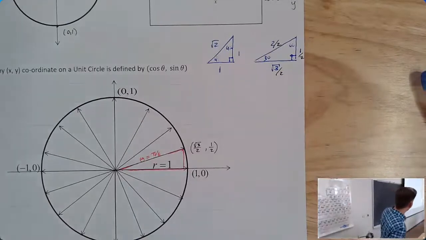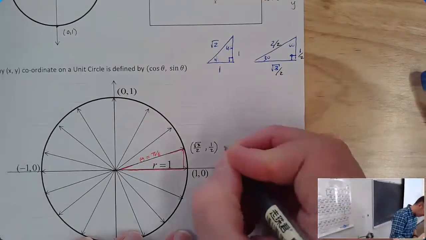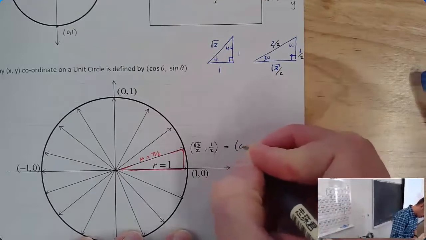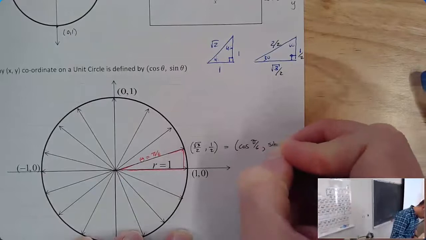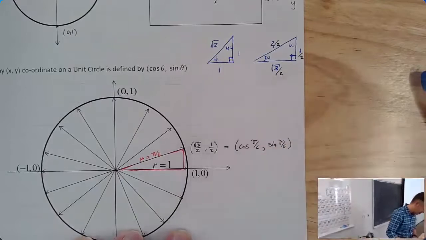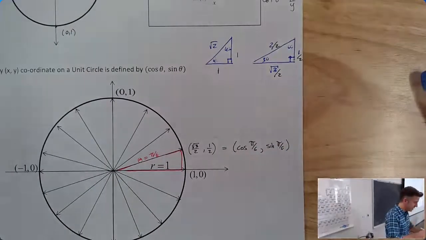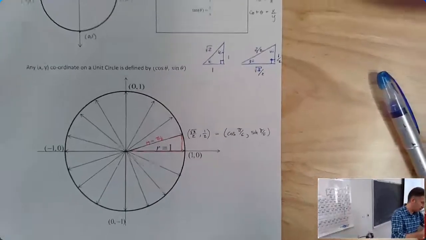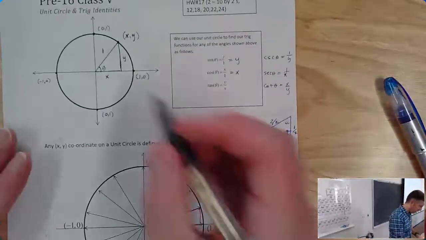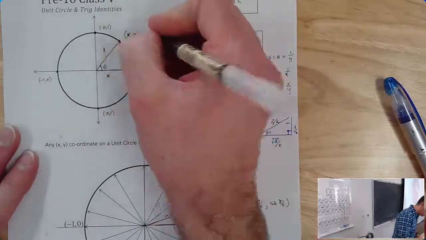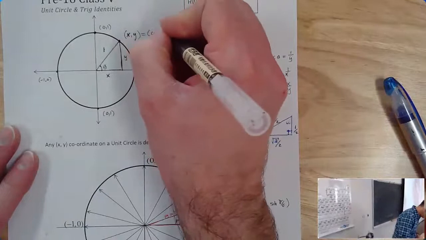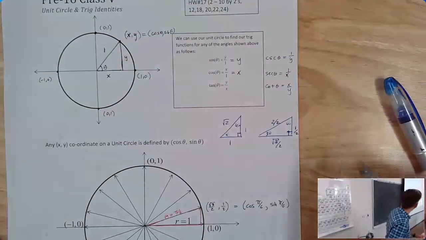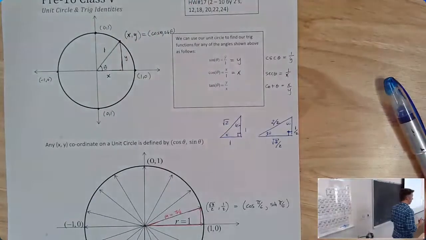The idea here is that this is exactly equal to cosine of pi over 6 comma sine of pi over 6. Let me back up just a little bit. This point on the unit circle is equal to cosine of theta comma sine of theta. The x coordinate is the cosine of the angle. The y coordinate is the sine of the angle.